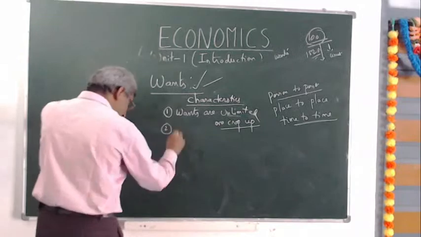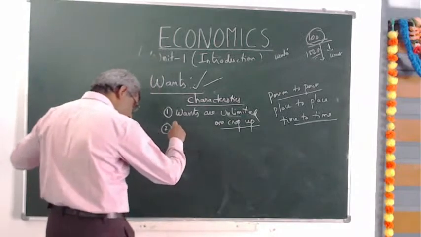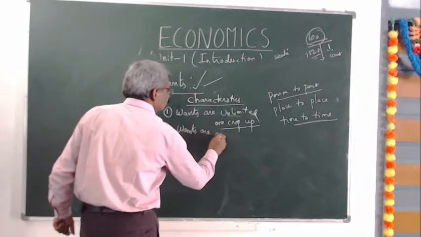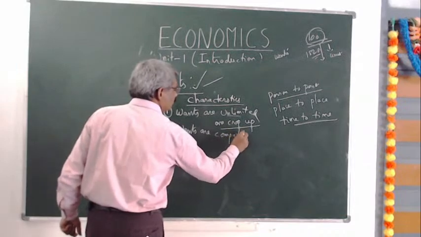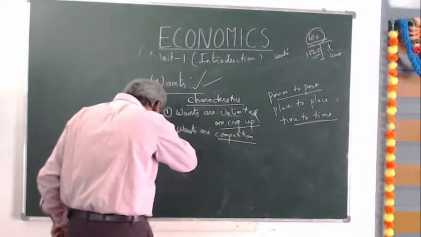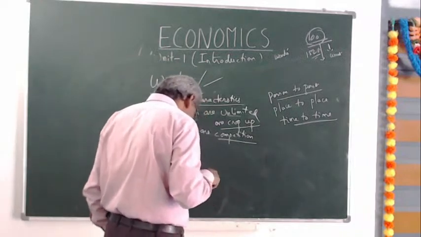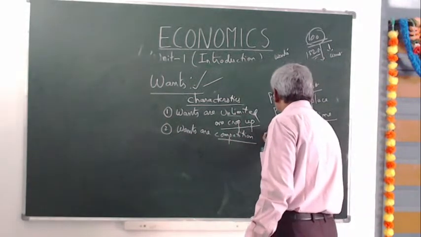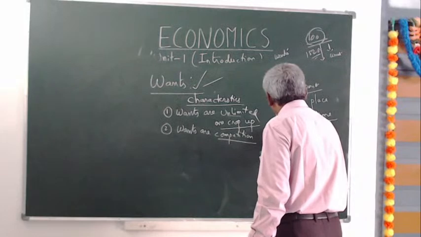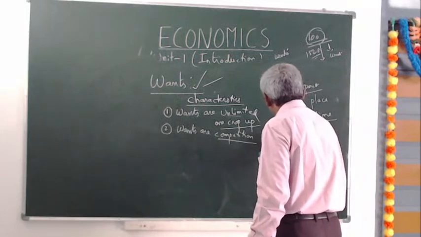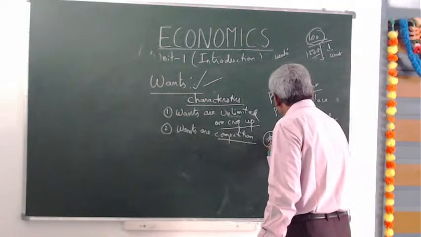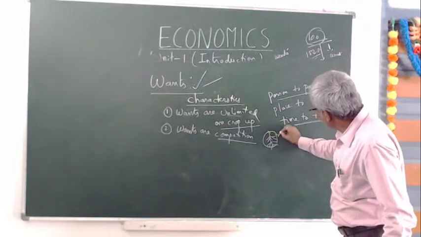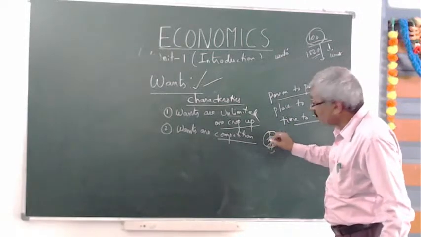Another one: wants are competitive. Why? The wants are unlimited, and each and every want competes with another want because the resources are limited. One want competes with another one, and this competes with another one.